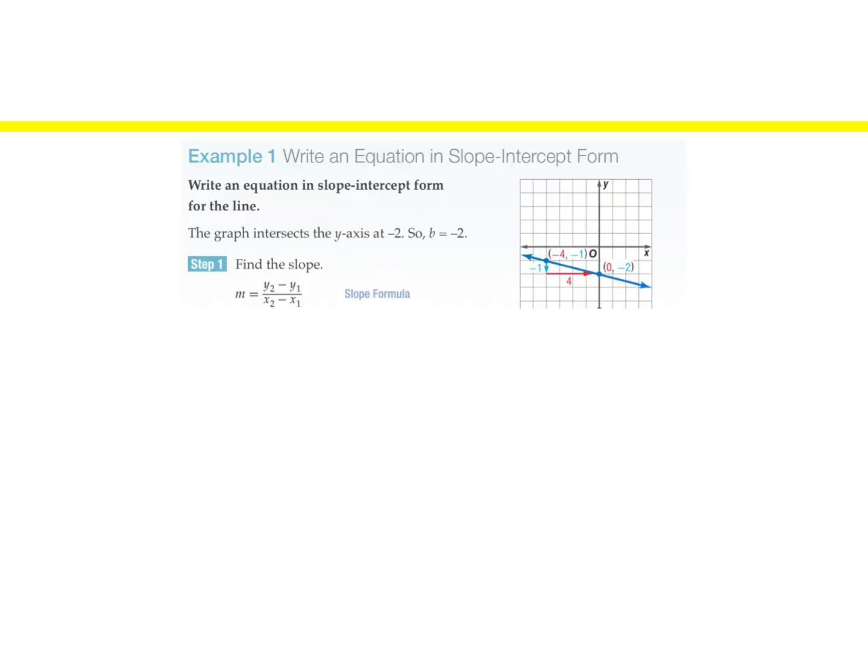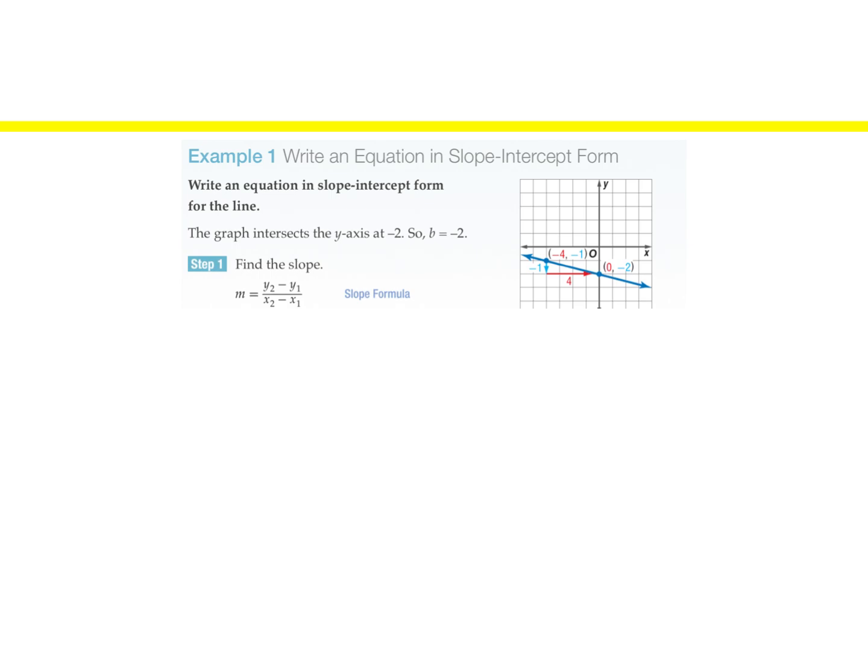So they want us to write the equation in slope-intercept form. To write an equation in slope-intercept form, you need to be able to find the y-intercept and the slope. They may give you two points and you have to figure it out, or you're going to be given a line and you have to figure it out from the graph.